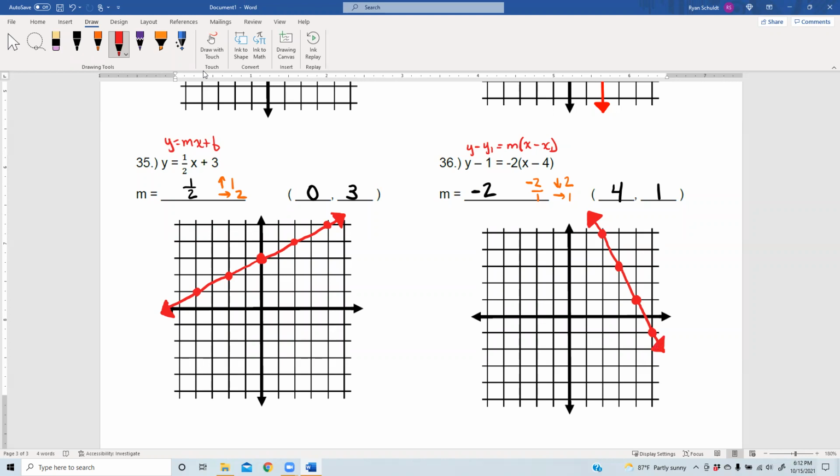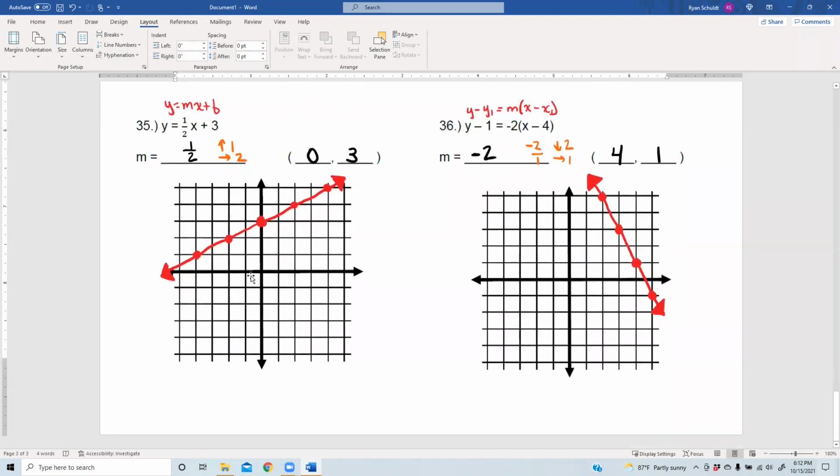Okay, so with that, that's the end of our unit 3, or not unit 3, what am I talking about? Unit 5 review. So study it, know it, and good luck on your test.